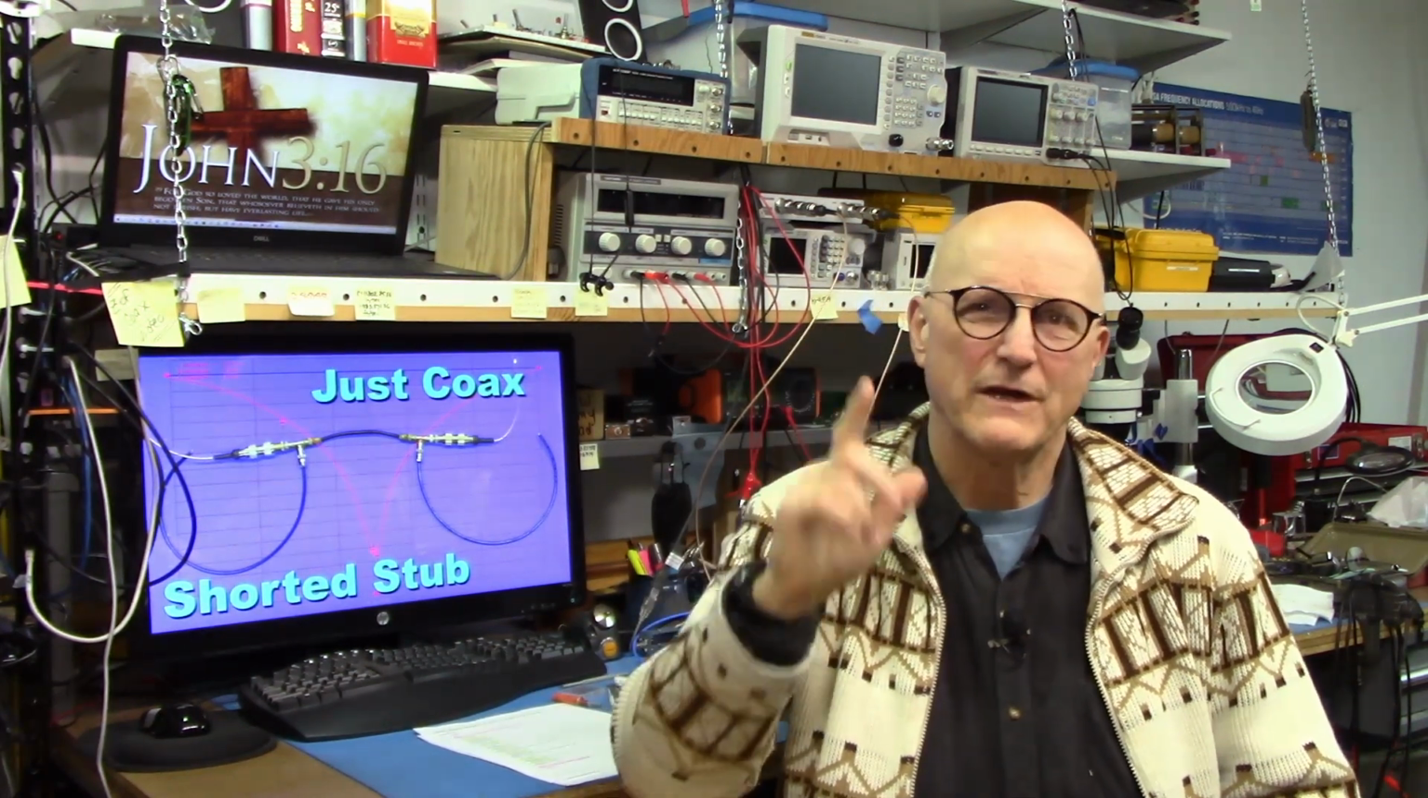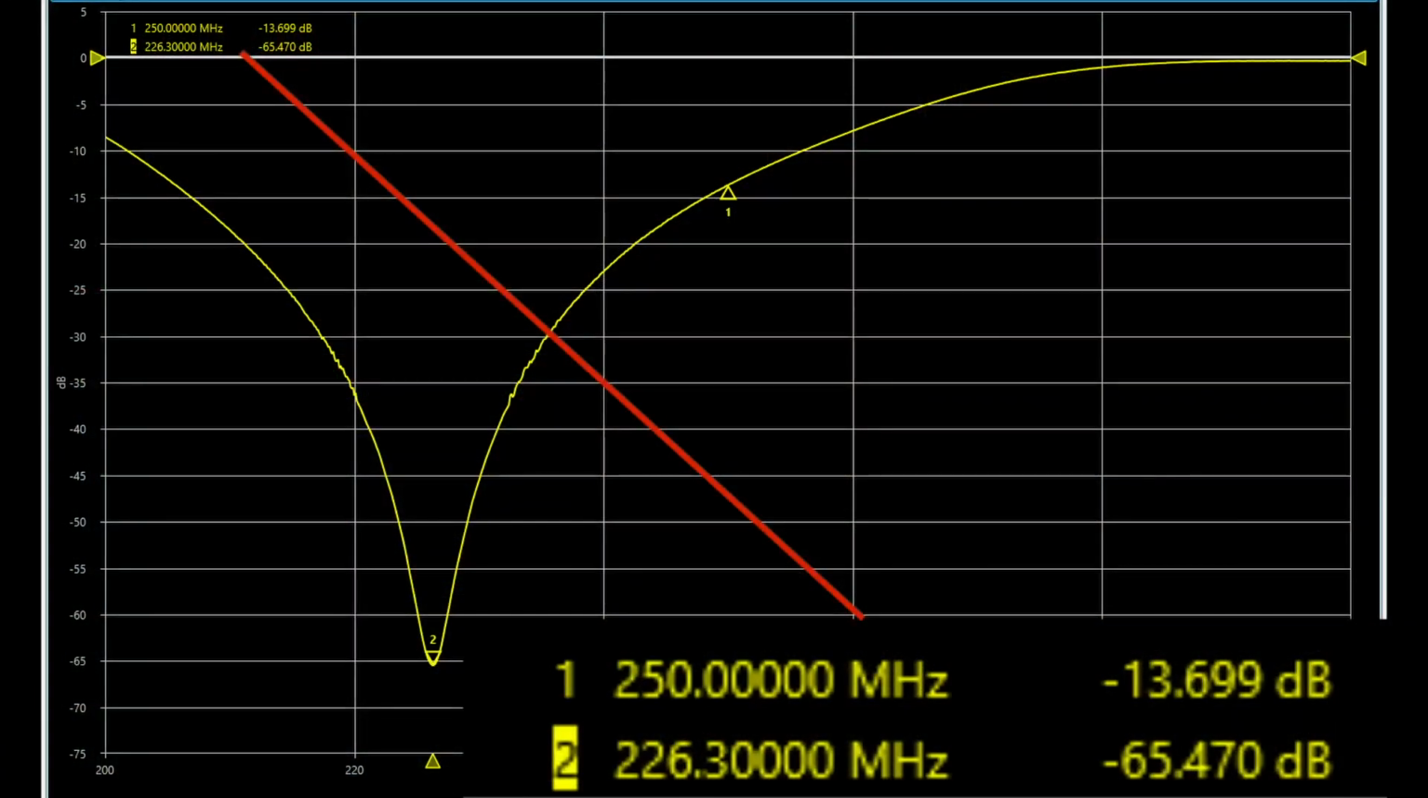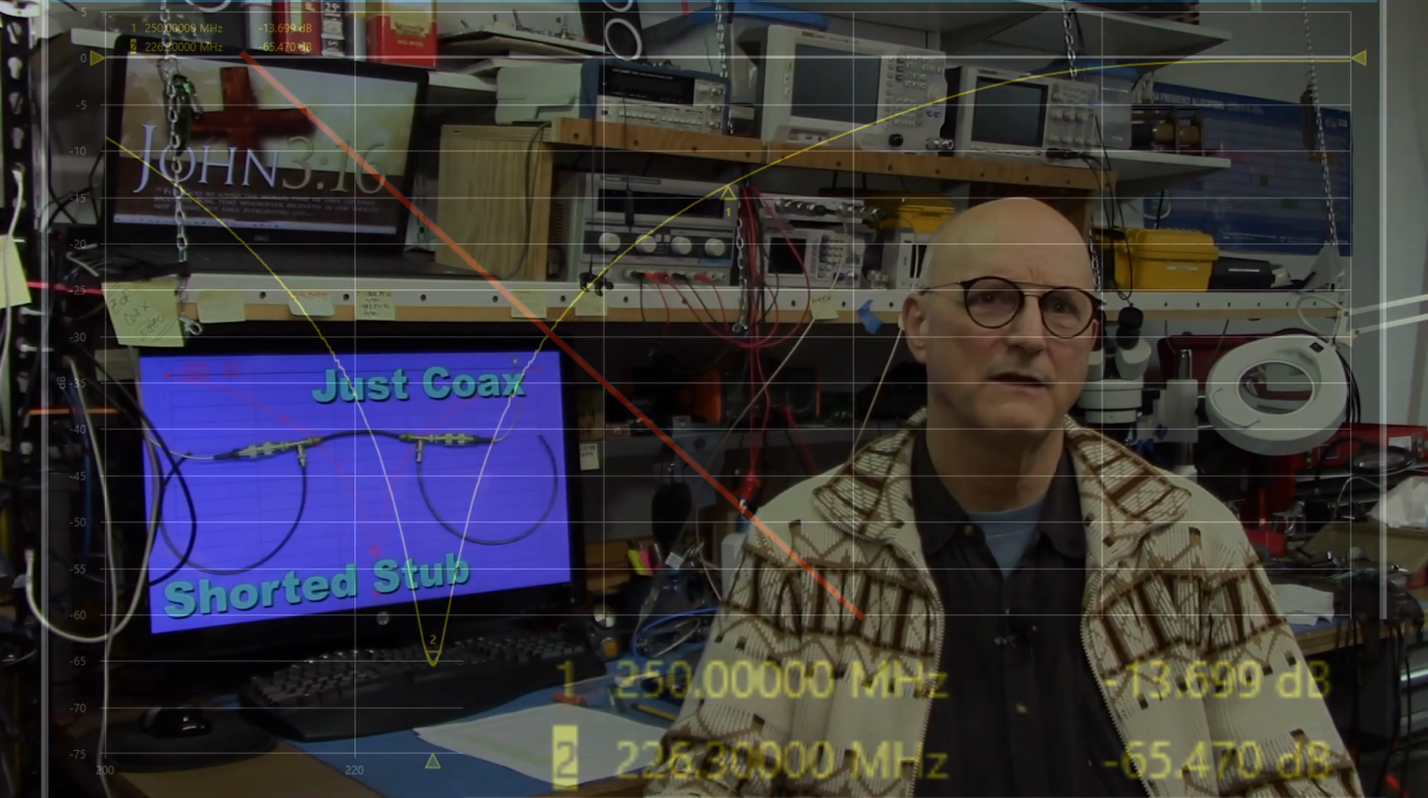Now that we see the overall construction, let's see how it performs right out of the construction gate. Well, what are my expectations? My guess is that the frequency will be low, around 227 megahertz. So let's take a look. Well, the dip is right at 226.3 megahertz, only 700 kilohertz off of my expectations.